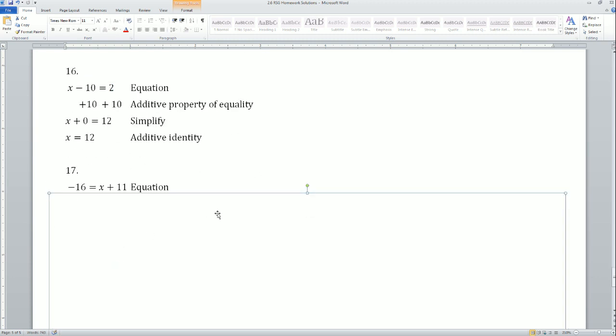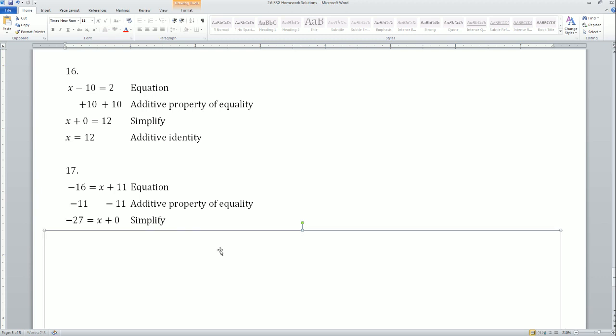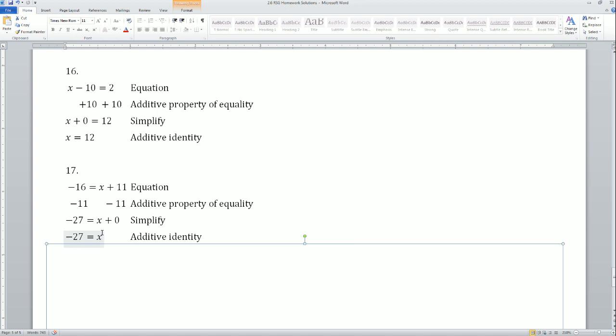Let's do 17 now. Negative 16 equals x plus 11. That is the original equation. Subtract 11 on both sides. That's the additive property of inequalities. Plus 11 minus 11 gets you 0 after you simplify the left hand side. Negative 16 minus 11 gets you negative 27. The additive identity says negative 27 is now equal to x.